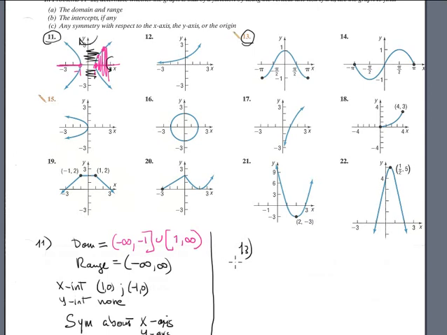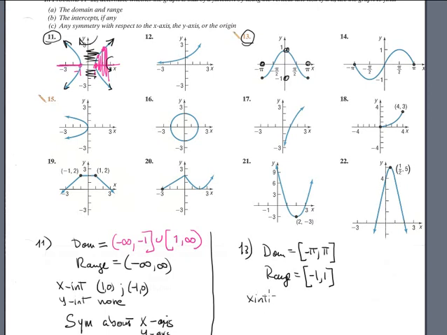Now 13 is different, because in 13 the domain is only from negative pi to positive pi. This arrow in this direction indicates that this continues forever in both directions. And this one is stuck here at this point, indicating the domain is bracket negative pi, comma pi. And the range is here, -1 to +1.